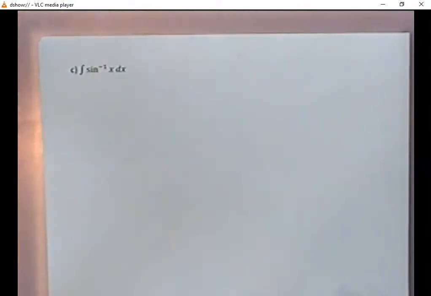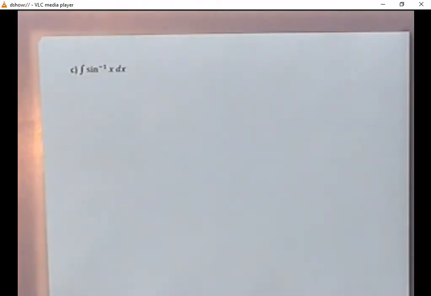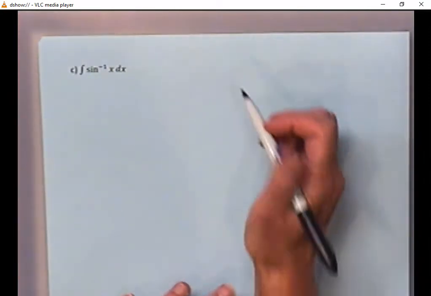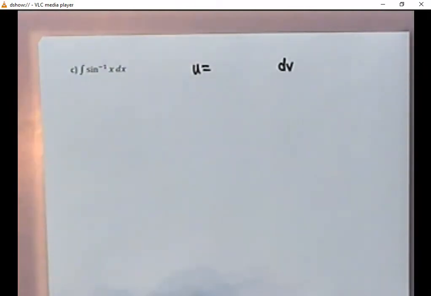Okay, let's try this one. Let's try the integral of sine inverse of x, if you like the notation, arc sine of x, basically, dx. Now, this is interesting because you may look at this and be like, there's not 2 parts to this. There's like the sine inverse of x. What's the other part to this? Yeah, the dx, the differential. That's right. That's the only other piece we have.